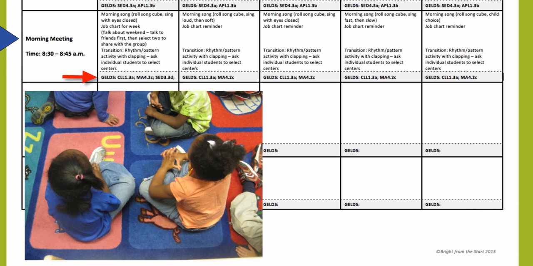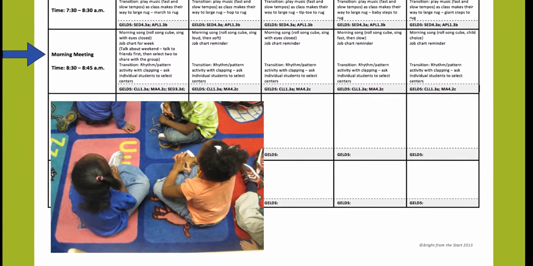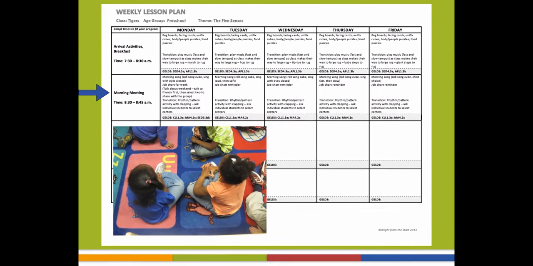GELDs on your plan for the morning meeting would be CLL 1.3A listens and responds to conversation and group discussions. MA 4.2C recognizes simple patterns in the environment. SED 3.3D manages transitions and adapts to changes in schedules and routines with adult support. Note that the math patterning GELDs is a two-year-old indicator. Depending on the needs of your children, it is appropriate to list a younger or older GELDs indicator on your plan.